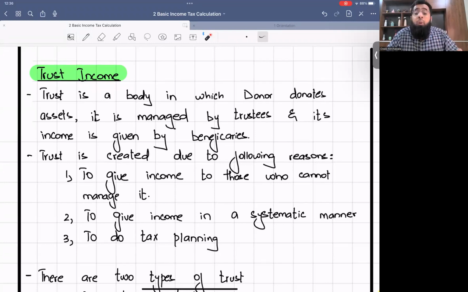But there is one more objective, and that is to do some tax planning. Now you must be thinking, how can we do tax planning through the concept of trust? So listen to me carefully.